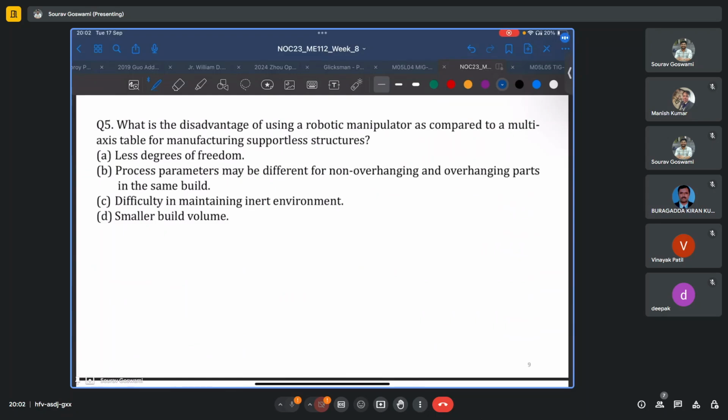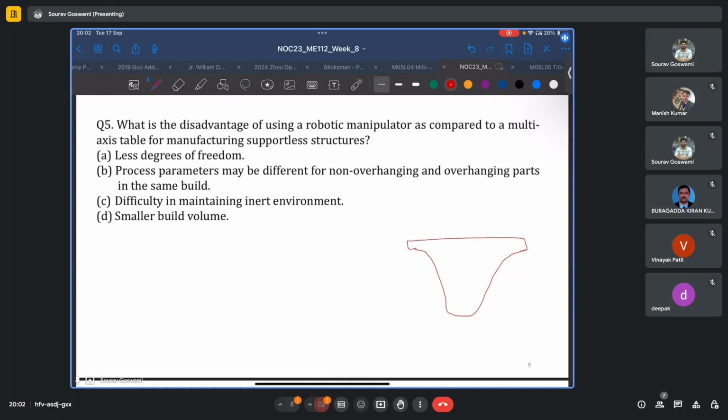What is the disadvantage of using a robotic manipulator as compared to a multi-axis table for manufacturing supportless structure? Now, as we have been discussing, both may be used to deposit free-form structures. But what changes is that in the case of a robotic arm, so say I'm trying to build some structure, maybe like this.